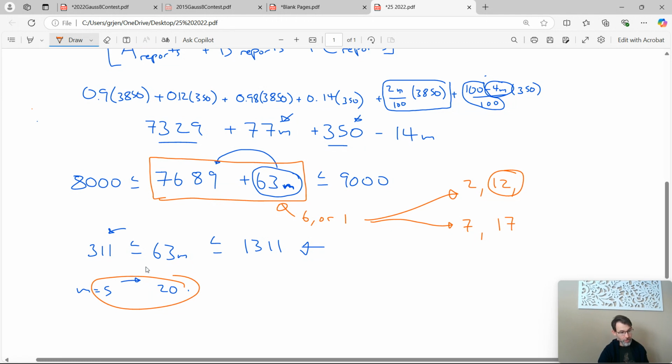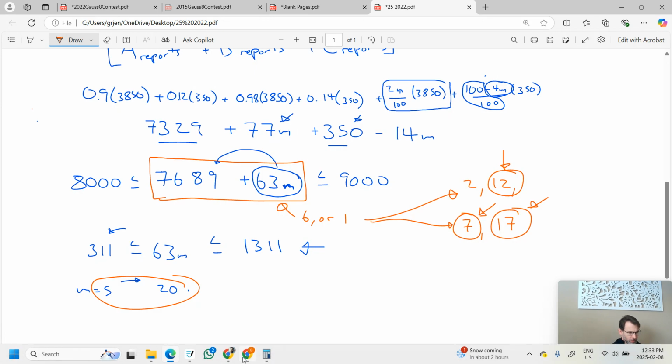So then we total these up. 17 plus 7 plus 12. These values will make it equal a multiple of 5 that's between 8,000 and 9,000. We could verify. Let's verify. We'll verify with a calculator.